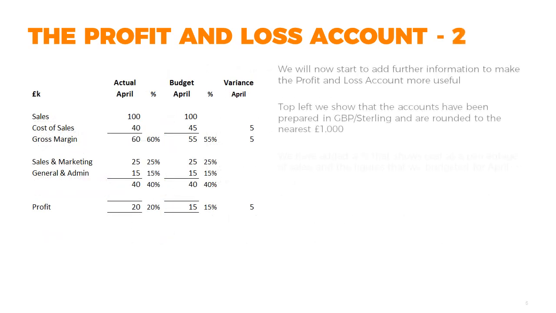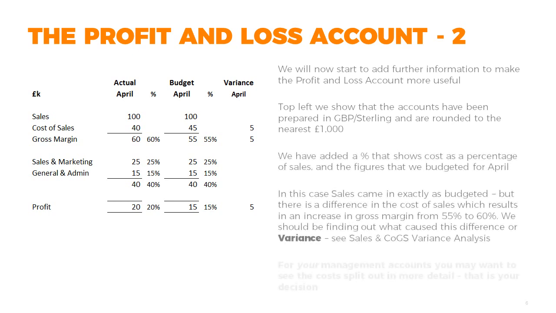We will now start to add further information to make the profit and loss account more useful. At the top left, we show that the accounts have been prepared in sterling and are rounded to the nearest £1,000. This is important if your business trades in more than one currency. We have added a percentage that shows cost as a percentage of sales and the figures that we budgeted for April.